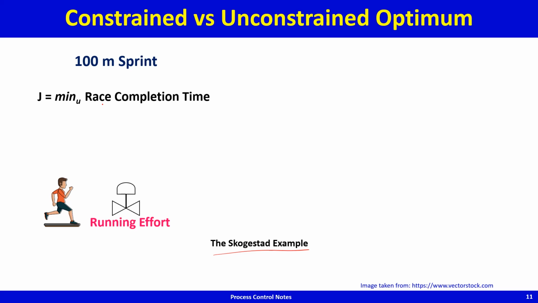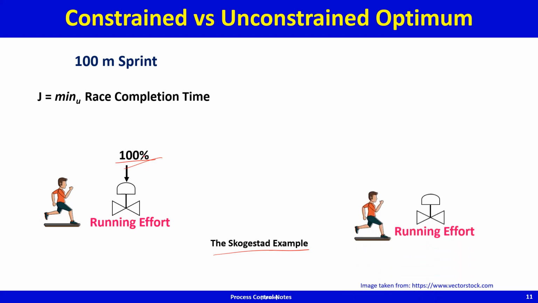100-meter sprint, what is the optimal operating policy? Run as fast as you can. So run at 100% effort. Put in all the effort that you have and run for 100 meters, and that will minimize your race completion time. So this is an example of a degree of freedom that is constrained at maximum.